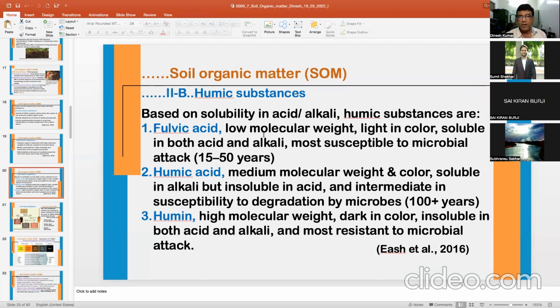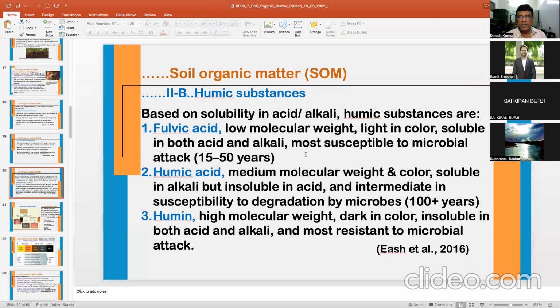Fulvic acid is low molecular weight, light in color, soluble in both acid and alkali, and most susceptible to microbial attack. Means it can remain there for 15 to 50 years. It starts breaking down after 15 years, and in 15 more years it can finish. This is the life of fulvic acid.